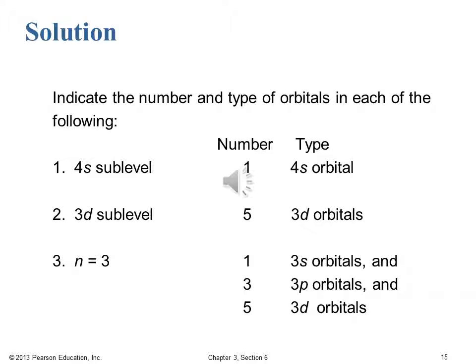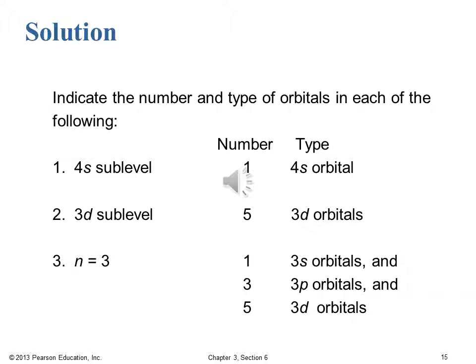For number 2, the 3d sublevel, we have 5 orbitals. There's 5 d orbital types, right? There's 1 s, there's 3 p's, there's 5 d's, and there's 7 f's for any given sublevel. So it doesn't matter if we ask about the 3d or the 4d or the 5d sublevel. Any of those sublevels will have 5 d orbitals present.